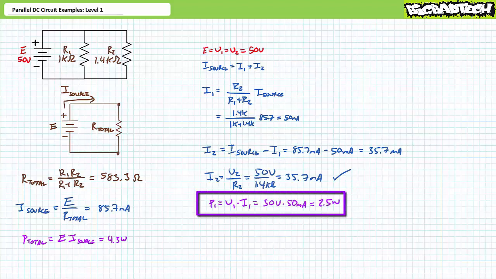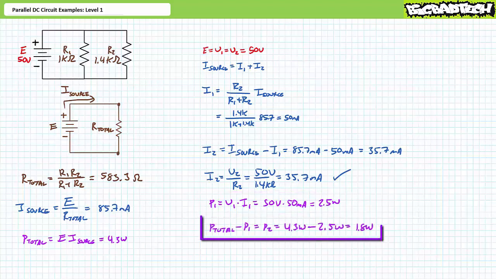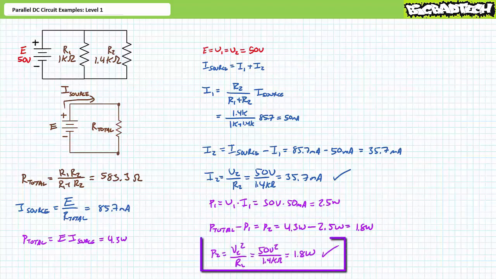P1 equals V1 times I1. Substituting our given values yields 2.5 watts. An algebraic rearrangement of the power equation demonstrates that P2 is the remaining 1.8 watts. As a means of checking our work, V2 squared over R2 does indeed yield 1.8 watts. I've got a reasonable degree of confidence our answers are correct, and we can move on to the next illustrated example.